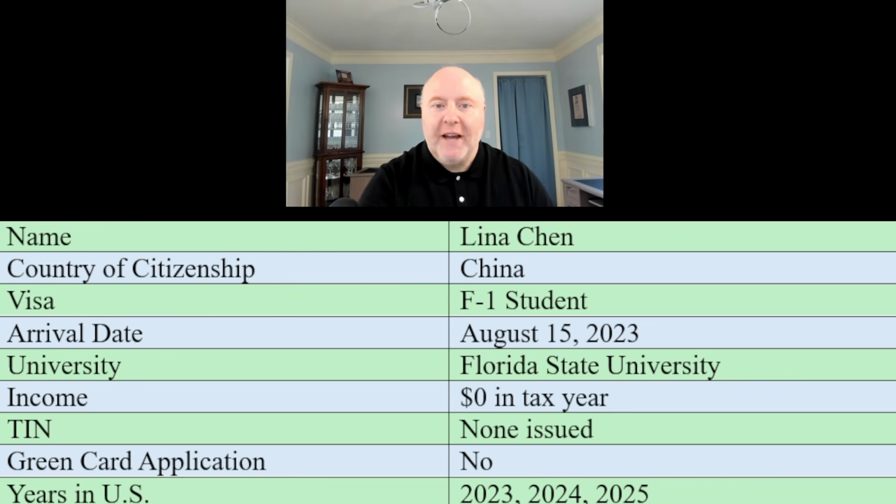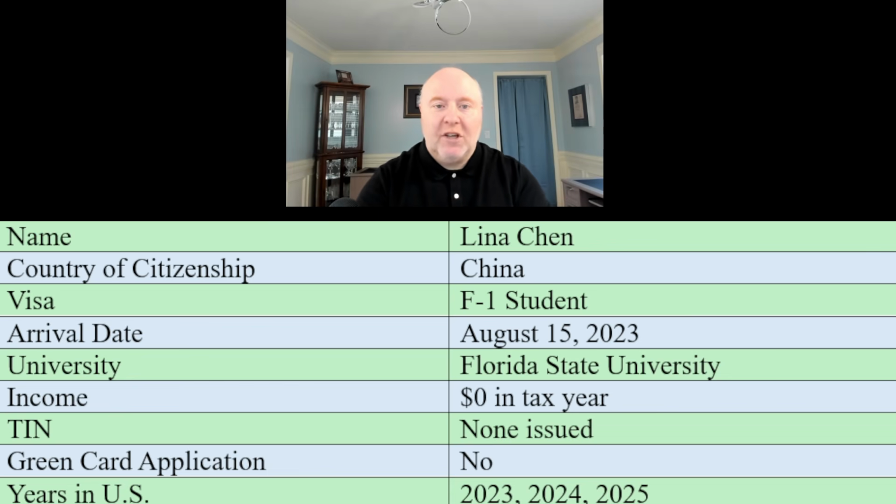All right, so here's our fact pattern that's going to relate to our 8843. I'm going to be using this data to complete the 8843. So our student is going to be Lena Chin, or our client's Lena Chin, and the country of citizenship is going to be China. Lena is on an F1 student visa and made it to the United States on August 15th, 2023 to attend Florida State University. Now, because she's on an F1 visa, we know right away that she most likely has to file our 8843.